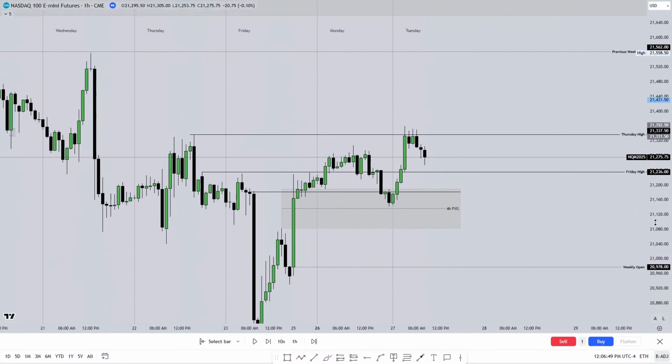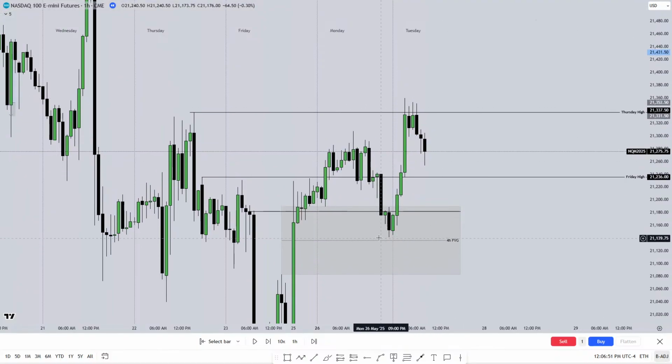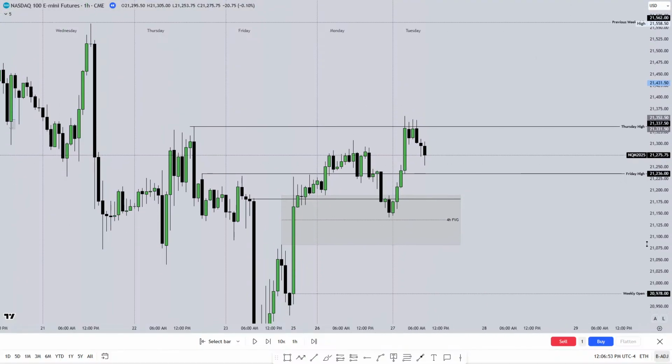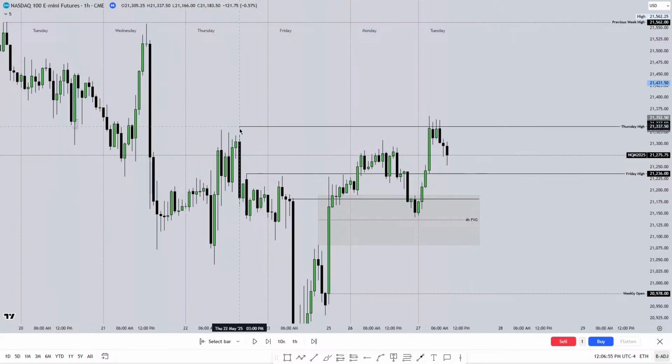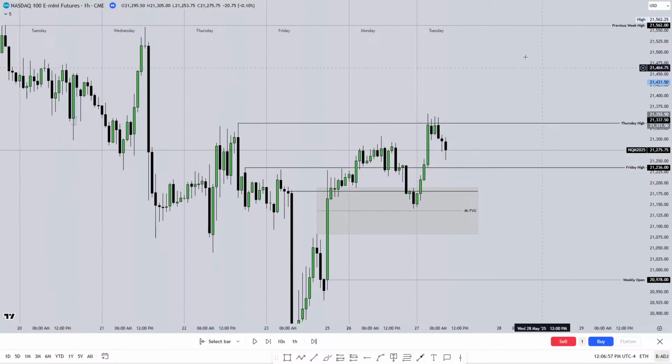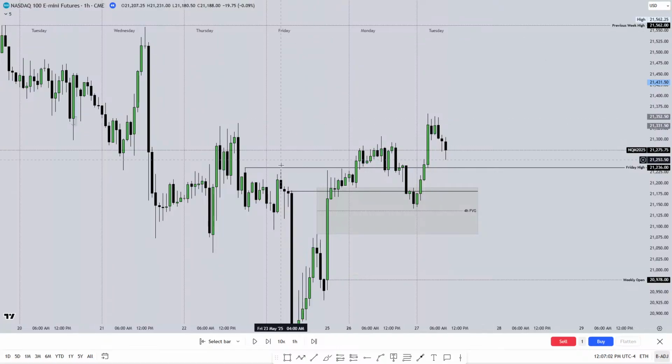Okay, is overnight, I'm always asking myself, what have we done in the previous sessions? So now that we know my draw on liquidity is higher, I want to know if order flow is supporting that. And how I determine that is reading it through imbalances. What fair value gaps are holding and what fair value gaps are not holding and getting disrespected.